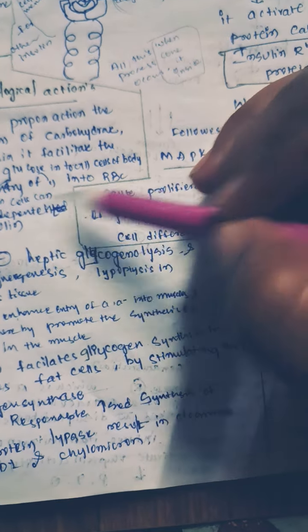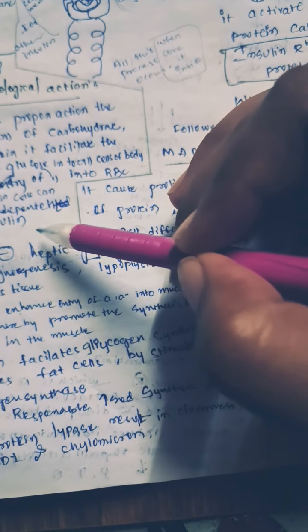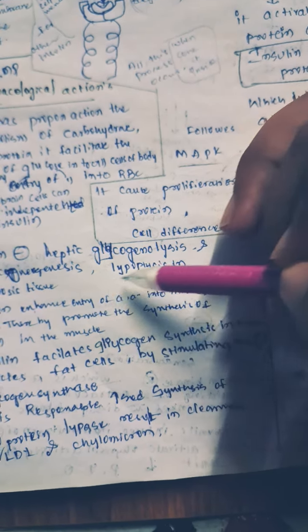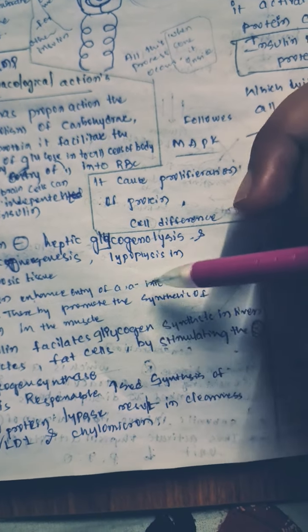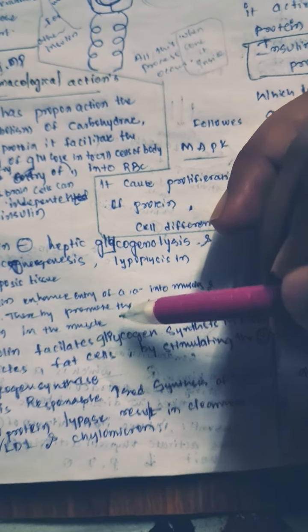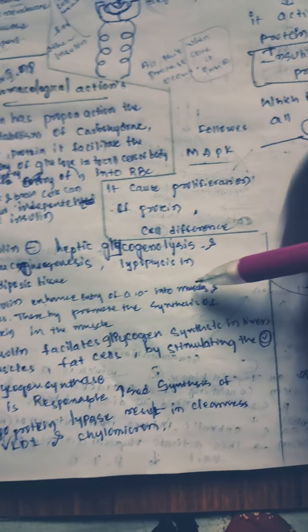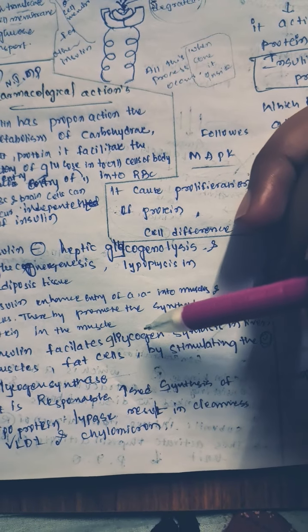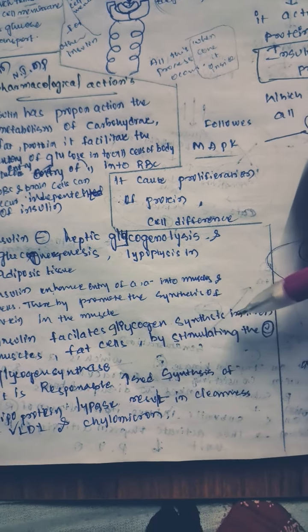Glucose entry into the RBC, WBC, and brain cells occurs independent of insulin. Insulin inhibits hepatic glycogenolysis and gluconeogenesis, and lipolysis in the adipose tissue. Insulin enhances the entry of amino acids into muscle cells, thereby promoting protein synthesis in muscle. Insulin facilitates glycogen synthesis in the liver and muscle.